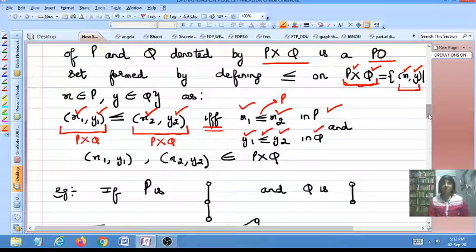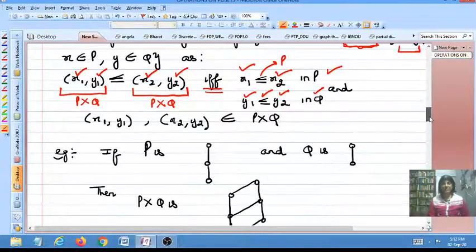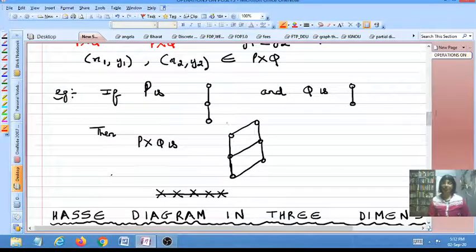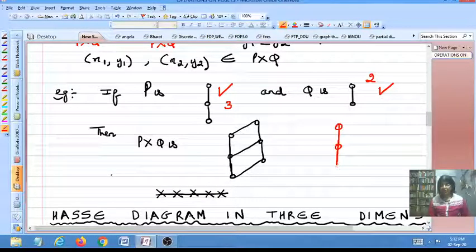So this is how we define P cross Q, the product of two PO sets, and how to draw the hash diagram for P cross Q. You take the hash diagram for P. Let's say this is the PO set P, which from the diagram we can see is a chain of 3 elements, because it's a linearly ordered set. And Q is, let's say this, which is a chain of 2 elements. What you have to do is take P, and on each vertex of P you have to place a copy of Q.